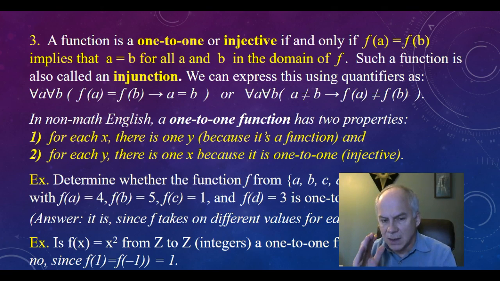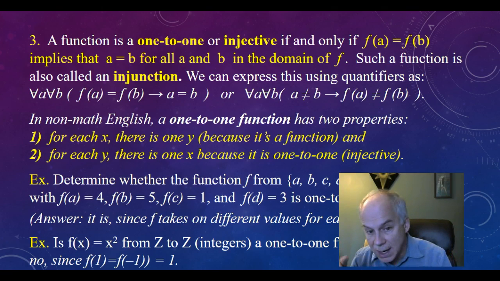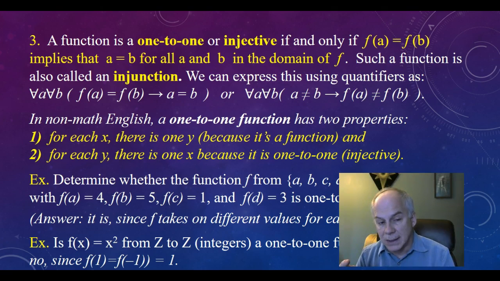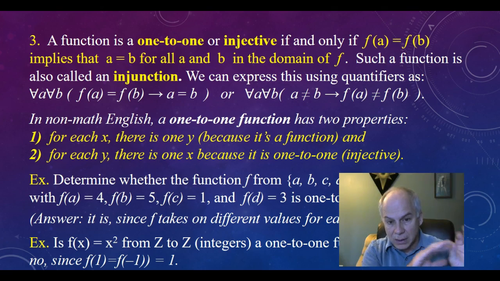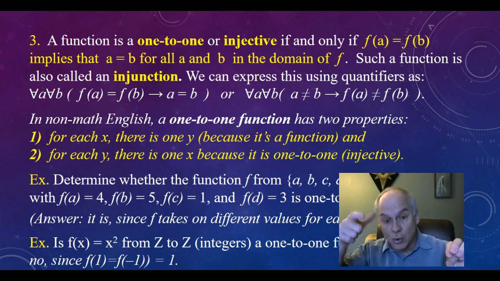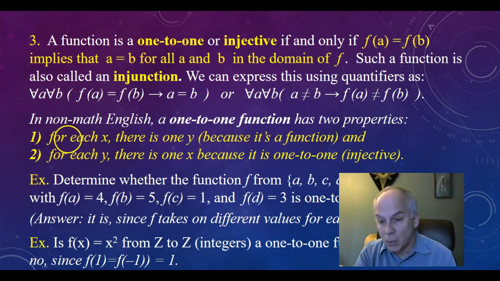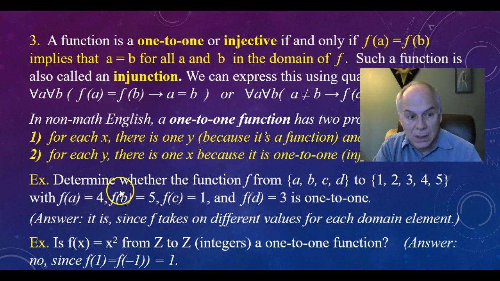For each x, there is one y value. Now that's because it's a function. If it's a function, then for each x, there's just one y value. But also, for each y value, there is just one x value. And that comes from the one-to-one idea. Okay? If it's not true, if two different x values give you the same y value, then that's not one-to-one. Because then for that y value, there's two x's. And so it's not one-to-one. All right? So here's an example.